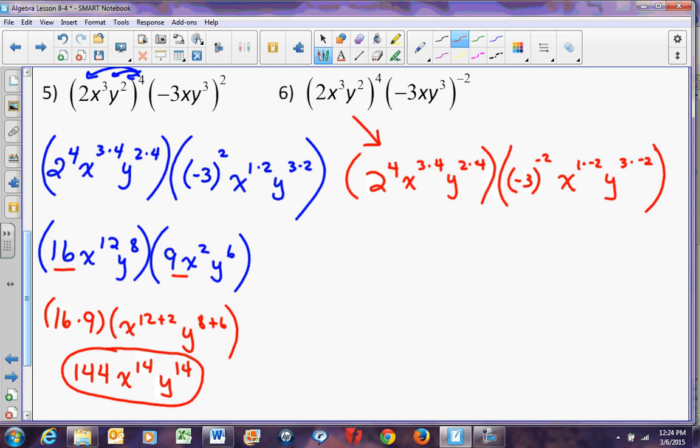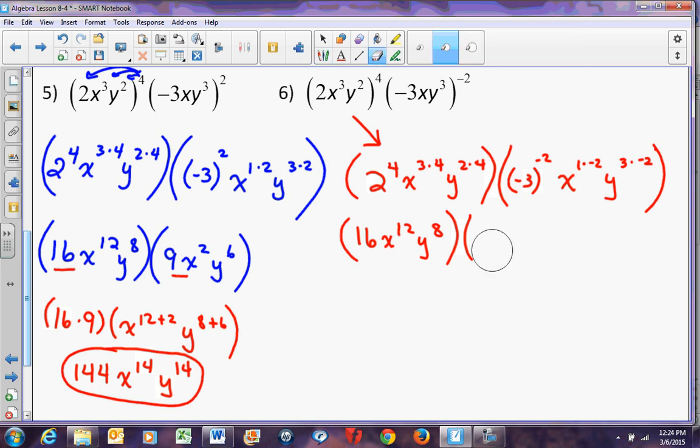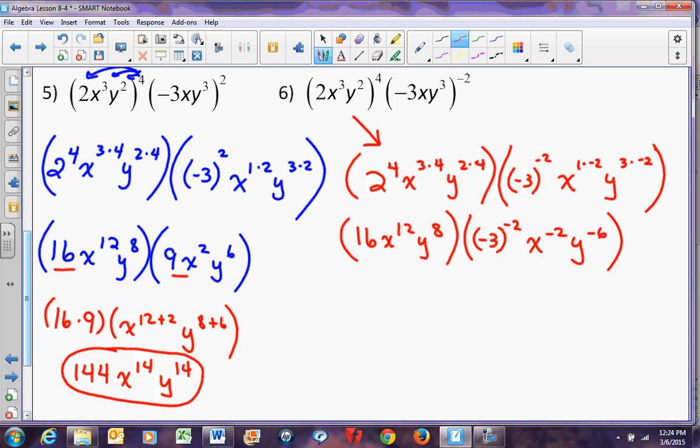2 to the 4th is 16, so I have 16x to the 12th, y to the 8th, and I'm going to multiply that by, actually, I'm going to leave that as negative, because I've got a negative exponent there. I'm going to leave that as negative 3 to the negative second, x to the negative second, y to the negative 6. So that's negative 3 to the negative second, x to the negative second, y to the negative 6.